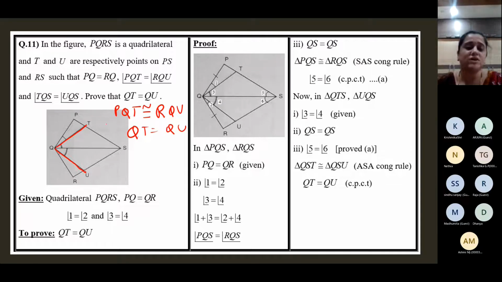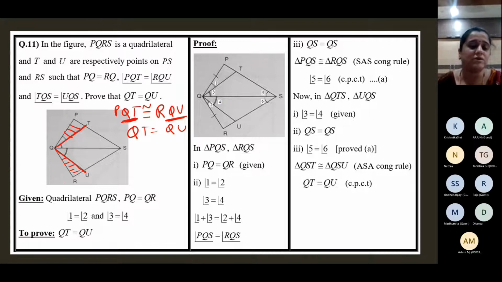Because this triangle has QT, this triangle has QU. A triangle has three sides. So this triangle has the line segment QT as its side, and this triangle has QU as a side. So when you take up these two triangles and show that they are congruent, by CPCT you will get QT is equal to QU.